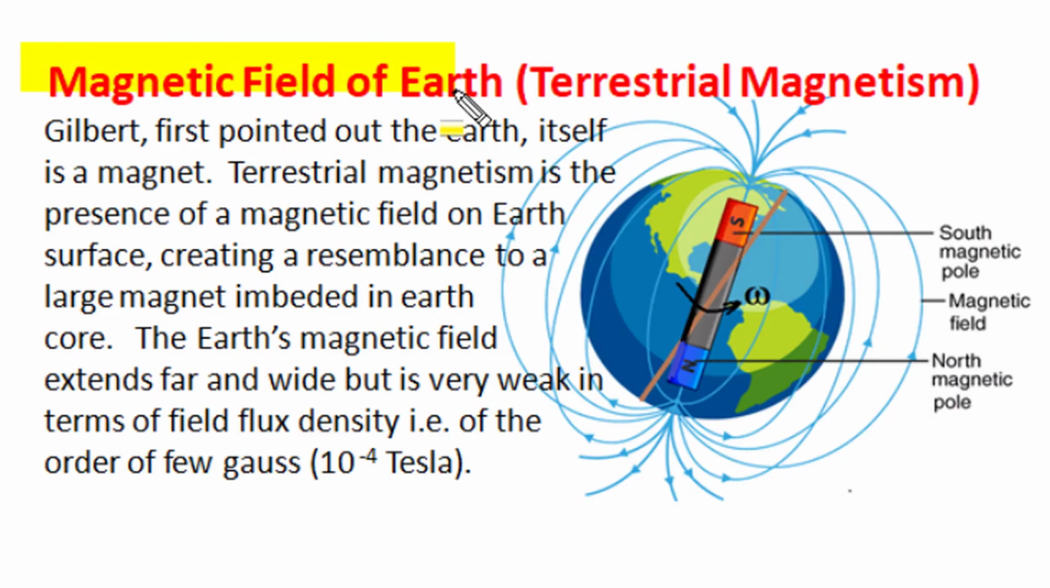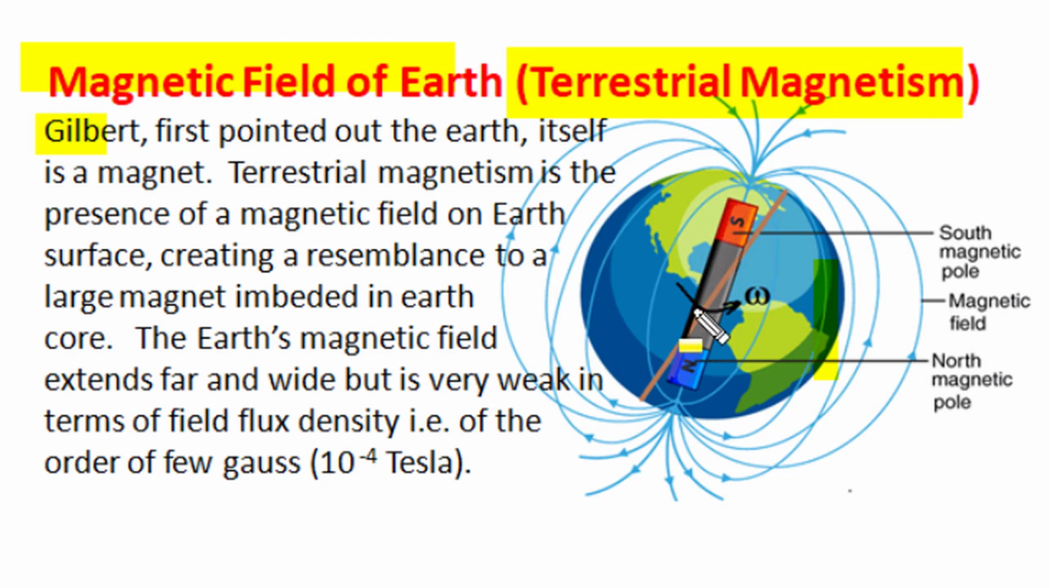The presence of magnetic field on Earth's surface by Earth itself is called terrestrial magnetism. Gilbert was the first scientist who pointed out in year 1600 that Earth itself is a magnet. Terrestrial magnetism is the presence of magnetic field effect on the surface of Earth where a freely suspended compass needle aligns itself in south-north direction, and even when we deviate that magnet, it again retains that south-north alignment.